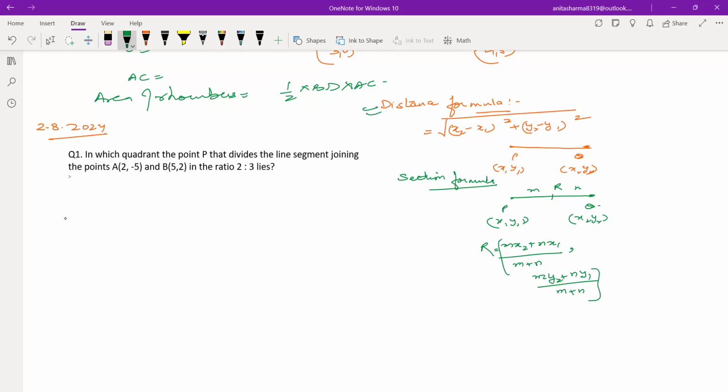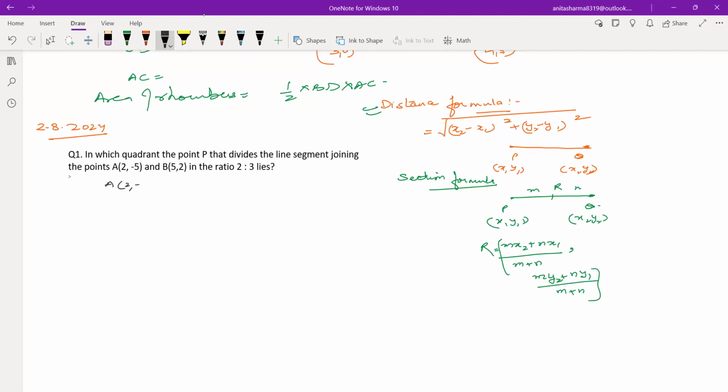So, children, these two formulas you need to learn in this chapter. First is the distance formula and second one is the section formula. So, apply this formula here in question number 1. In which quadrant does the point P that divides the line segment joining the points A (2, minus 5) and B (5, 2) in the ratio 2:3 lie? Ma'am, we are using the section formula, right? Yes, beta, because the ratio is given.